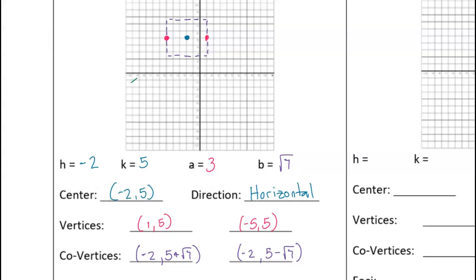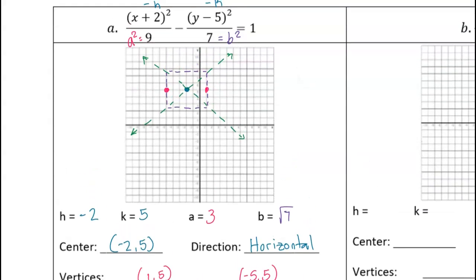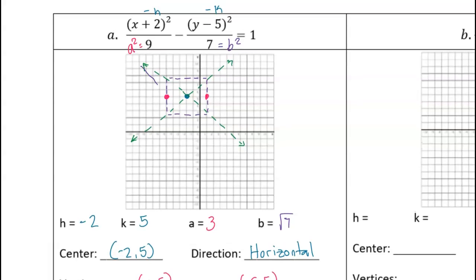I have one asymptote going through the corners of my box, through the center, and the other asymptote going through the other corners of my box, through the center. Like so. And then I can go ahead and actually draw my hyperbola by going through my vertices and approaching my asymptotes like this.